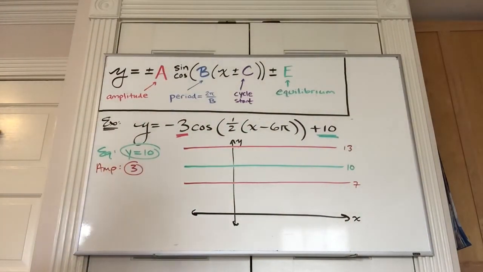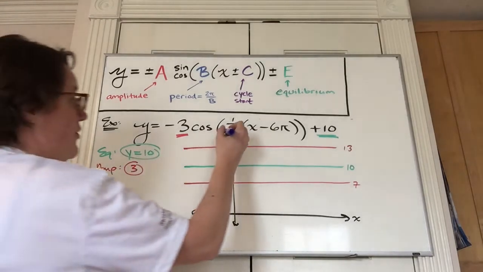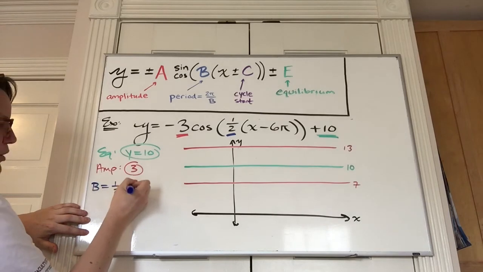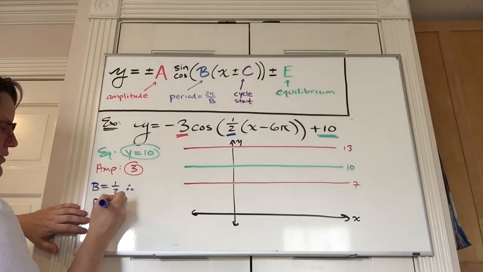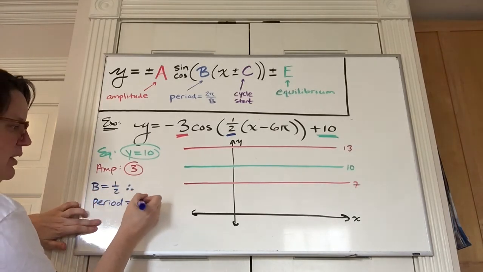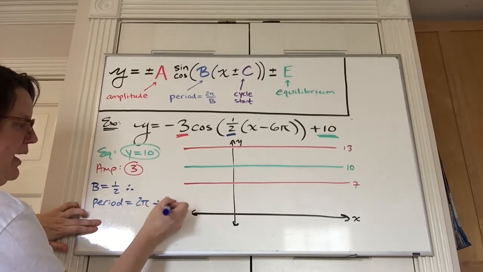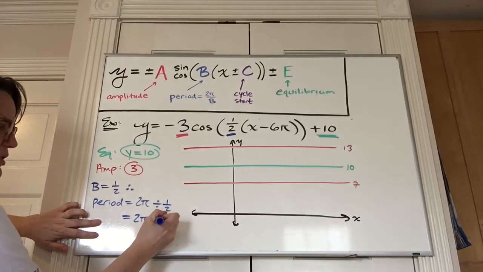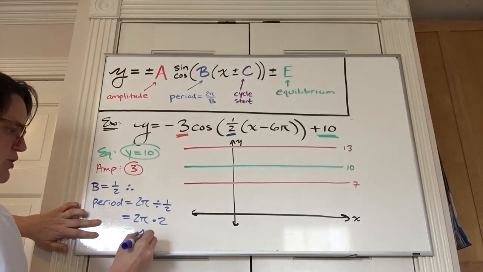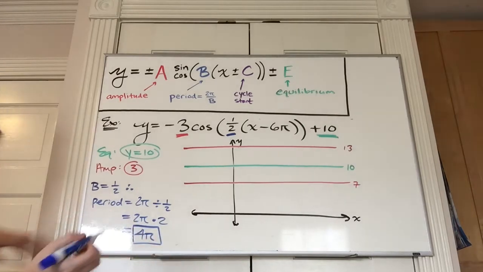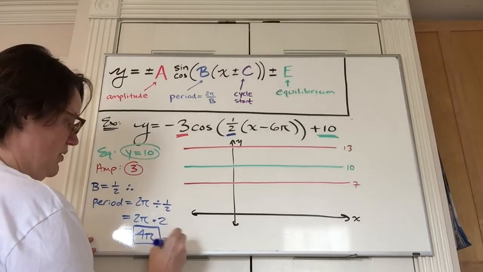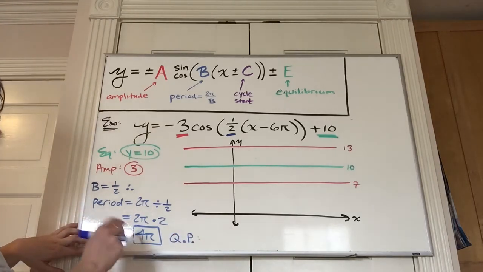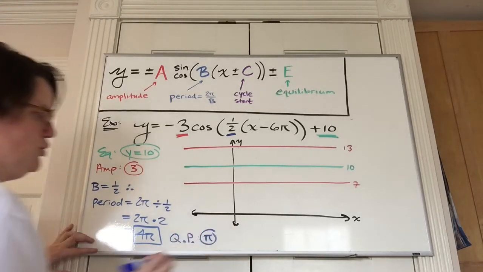All right. In terms of my inside the function stuff, my b value is a half. Therefore, the period of this function, the length of the cycle, is 2 pi divided by a half. Whenever I divide by a fraction, I multiply by the reciprocal. So the period of this function is 4 pi, meaning the quarter period, the QP for now, is really easy. I'm going to finish a quadrant, 1/4 of that, every pi units.